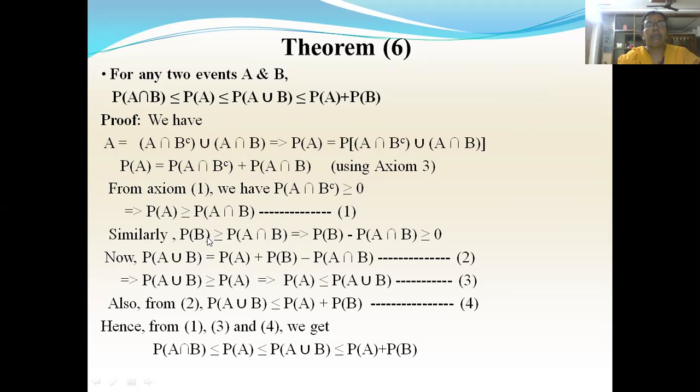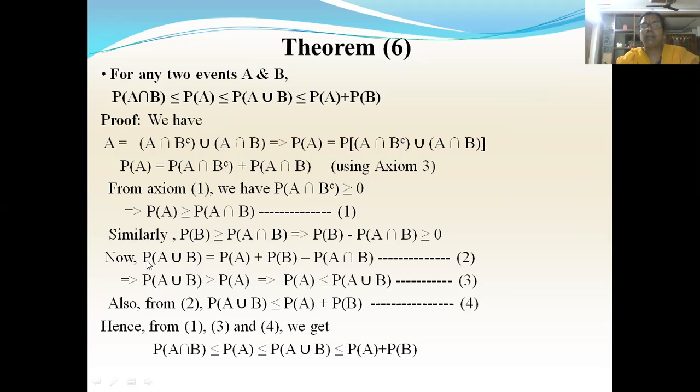Similarly, we can prove that P of B is greater than or equal to P of A intersection B. How can we prove it? Instead of A, we take P of B equal to P of A complement intersection B union A intersection B. Using that, you can prove this condition. So similarly, we get P of B greater than or equal to P of A intersection B. It implies P of B minus P of A intersection B is greater than or equal to 0.